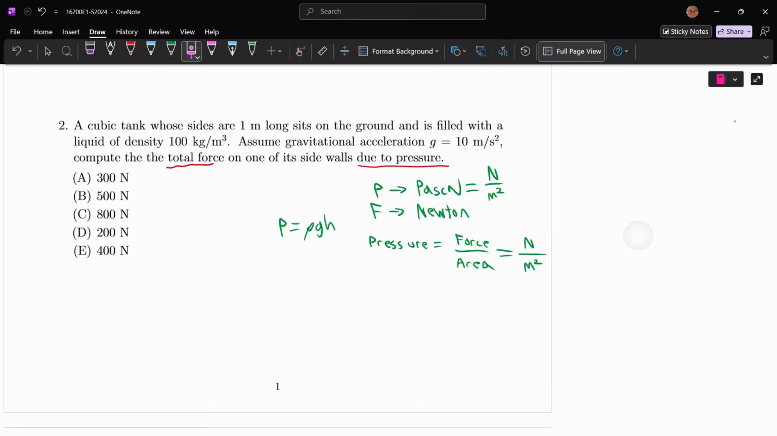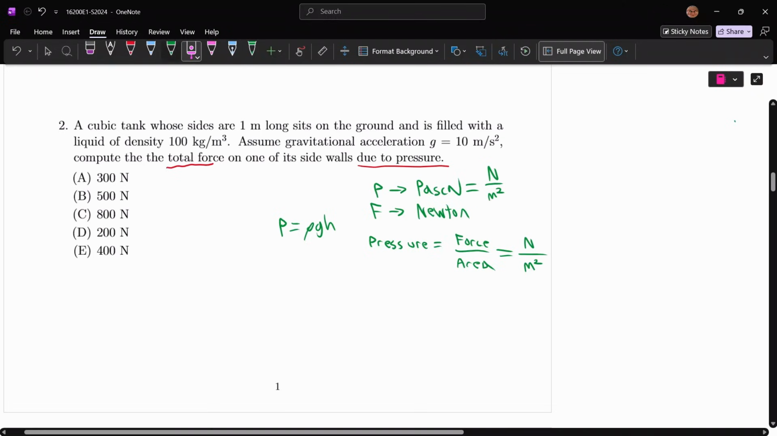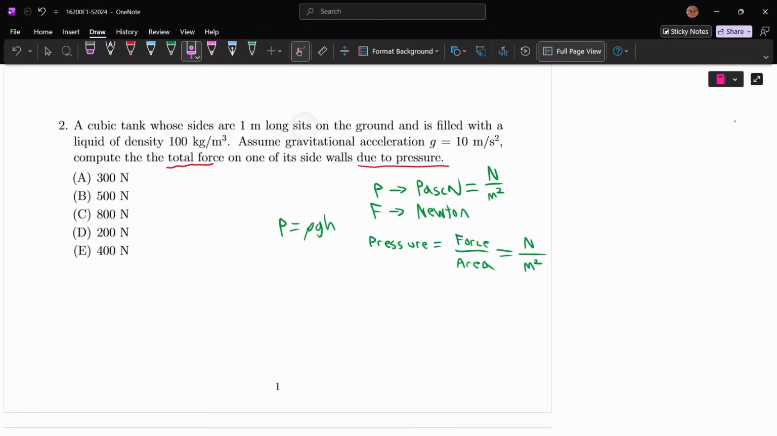And so now the thing we have to do is figure out how to get rid of this meter squared so that we just have a newton. And so the way to do that is actually in the way this question is set up. So going back to the total force part of this question, that tells us that it's asking us to find the total force in our cubic tank. So let me draw out a diagram here. It'll make things make more sense.